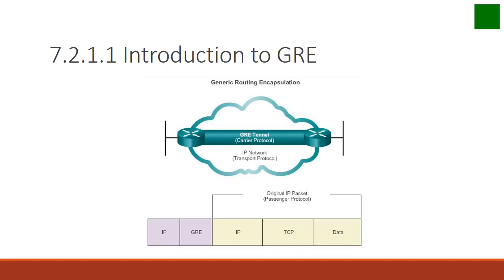GRE was designed to manage the transportation of multiprotocol and IP multicast traffic between two or more sites that may only have IP connectivity. A tunnel interface supports a header for each of the following: an encapsulated protocol, such as IPv4, IPv6, AppleTalk, DECnet, or IPX; an encapsulation protocol, such as GRE; and a transport delivery protocol, such as IP.